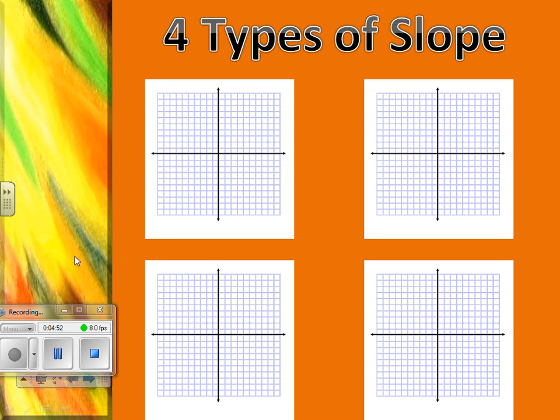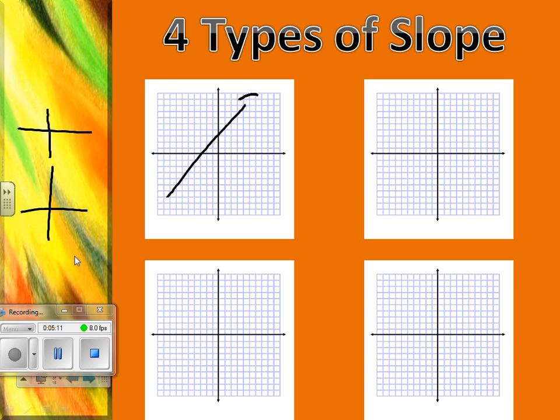Okay. There are 4 types of slope that you need to know. And you don't need to draw the little graphs. If I were you, I'd draw just X and Y axis like so. Does that make sense? All right, 4 types of slope.